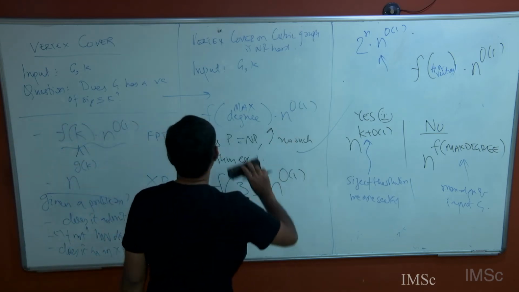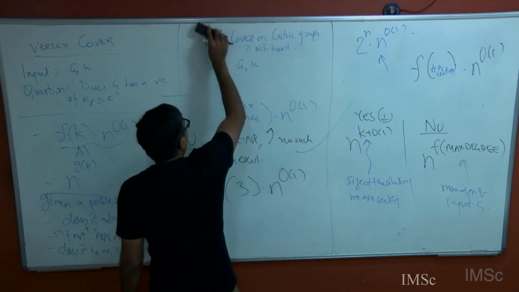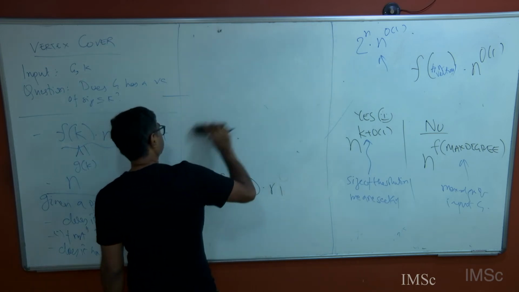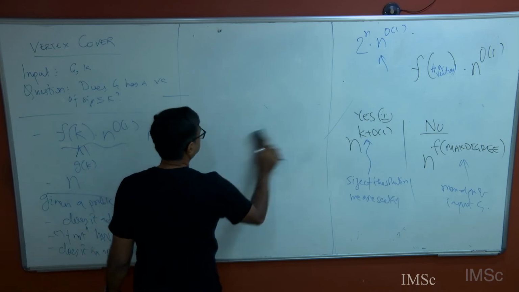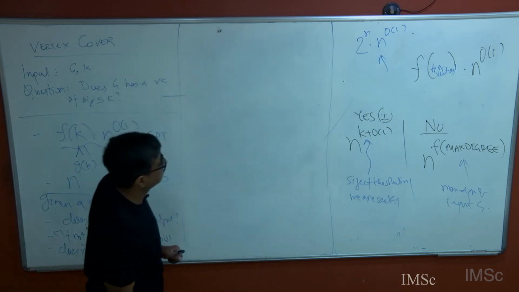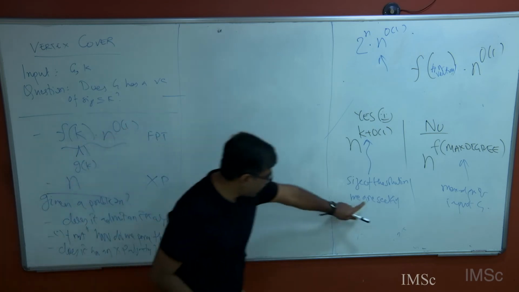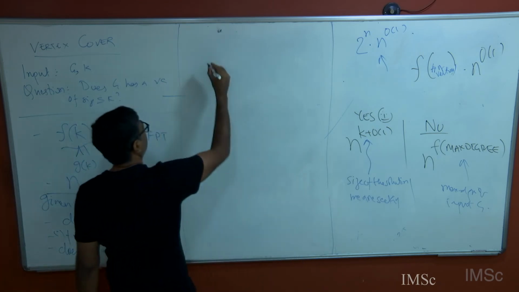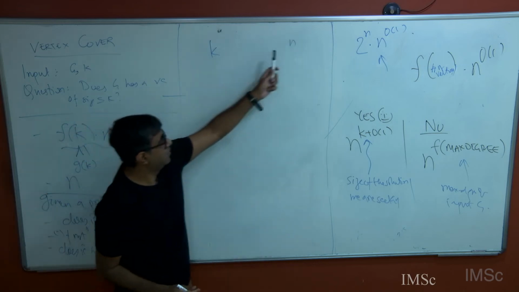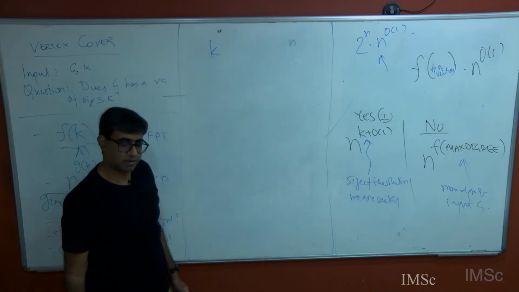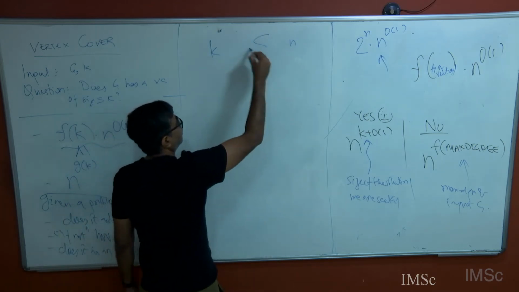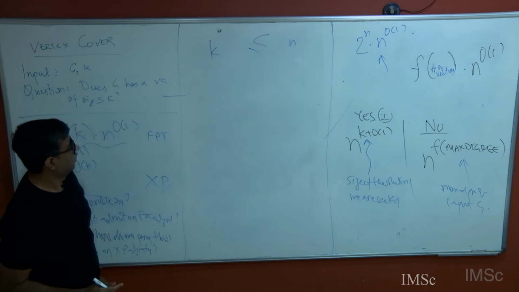Size of the solution we are seeking, this is k, and n is the number of vertices. Is there any relation between them, or are they incomparable? Always less than n. Excellent. Right? So what does it mean?